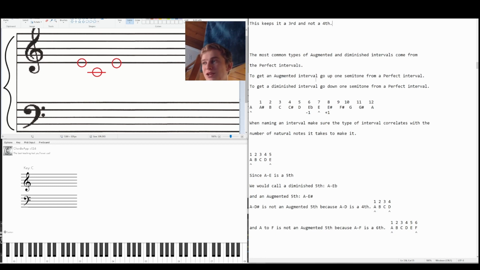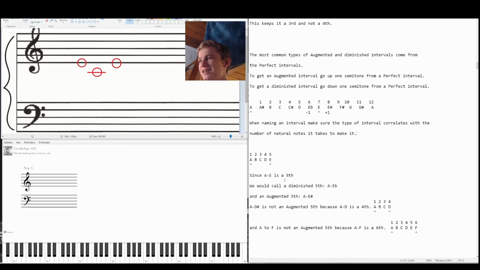So to get an augmented interval, you go up one semitone from a perfect interval, and to get a diminished interval, you go down one semitone from a perfect interval. So just to make a little more sense, as you can see, our augmented is going up, so it's A, it's kind of like a more positive, and then our diminished is going down, so it's the lowercase d, just to kind of help you look at it quicker and think that. Next, when naming an interval, make sure the interval correlates with the number of natural notes it takes to make it. So I just went over this, but let's go over it a little more.